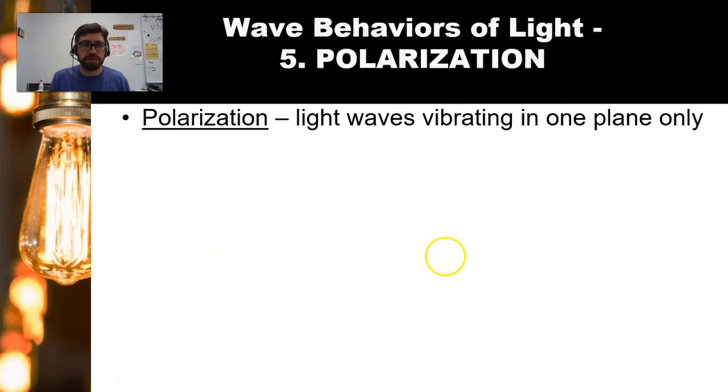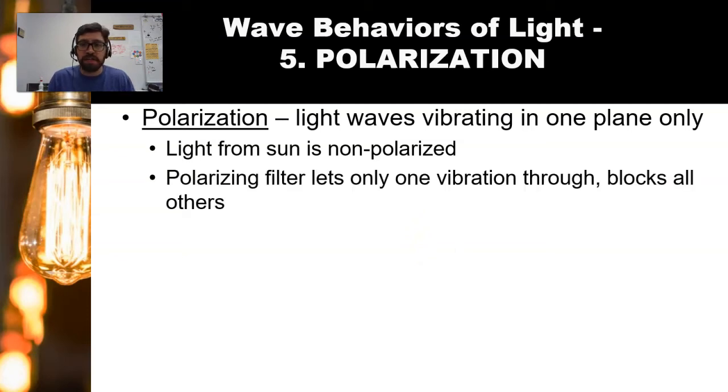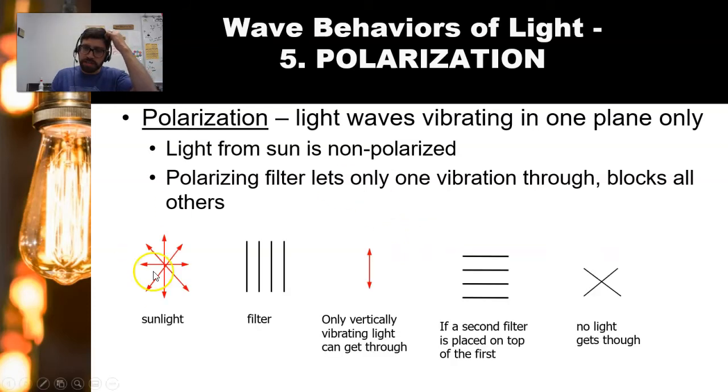Now, here's how this works. As I said, light from the sun is not polarized. It's non-polarized. The waves vibrate in all directions, and I'll give you a picture that represents that in just a second. So the polarizing filter, which is what I showed you here, only lets one of those vibrations through and it blocks all the others. So here's what happened with the sunglasses just now.